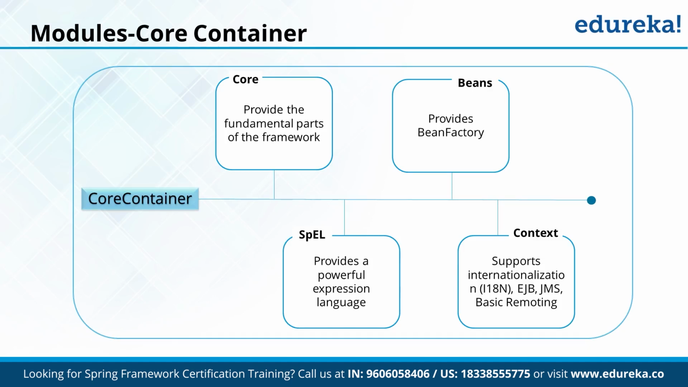So guys, beans are nothing but the Java objects which are constructed by the Spring framework. So you need to configure them. Then we got context. It's an implementation of the beans itself. It supports internationalization, for example, EJB, JMS, or remote APIs if you want to come up with that. Then Spring expression language is an expression language with the help of which we can write programs even.